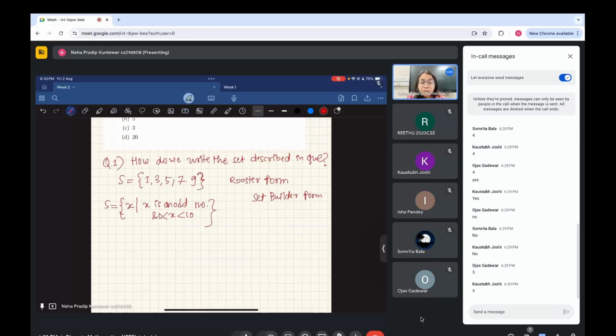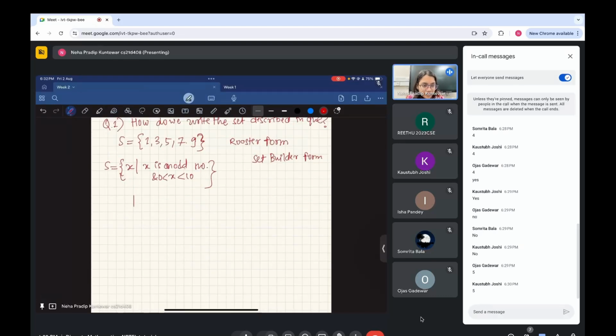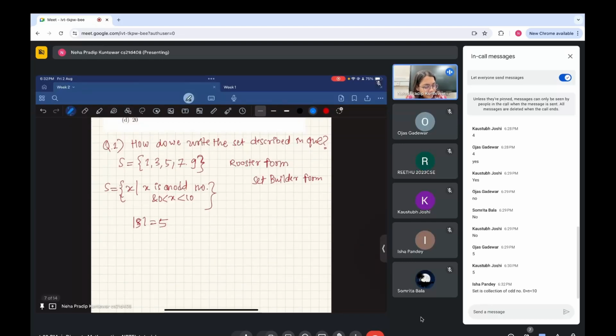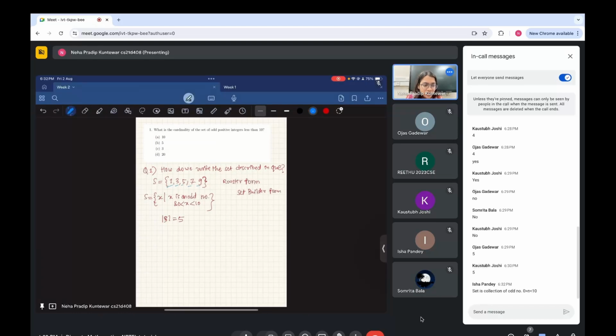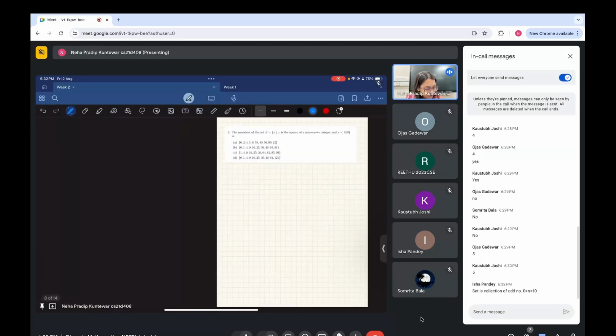So now I'll ask you the same question. What is the cardinality of this set? So essentially, there are 5 elements in the set S, as you can see in the roster form. So the answer is 5, which I think all of you have answered correctly. Okay, so we will move on to the next question.